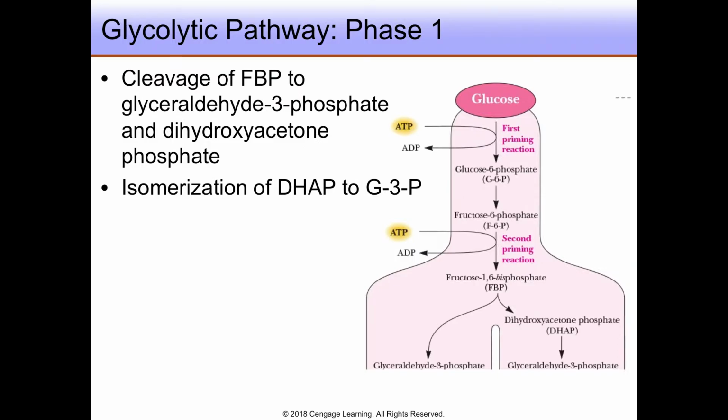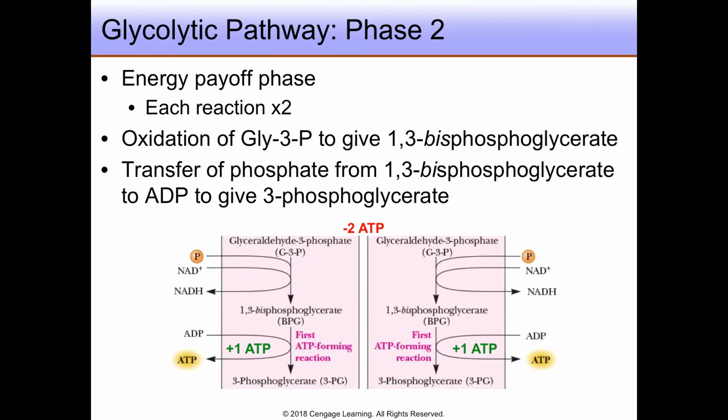In the next step of phase 1, fructose bisphosphate is cleaved into two molecules, glyceraldehyde 3-phosphate and dihydroxyacetone phosphate, both 3-carbon compounds. The final step in phase 1 is the isomerization of DHAP so that we end phase 1 with two molecules of glyceraldehyde 3-phosphate. We began phase 1 of glycolysis with one molecule of glucose.